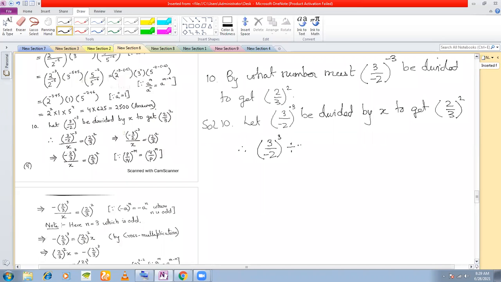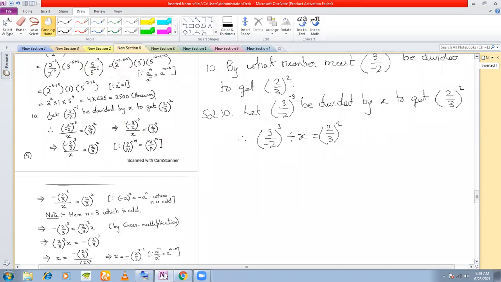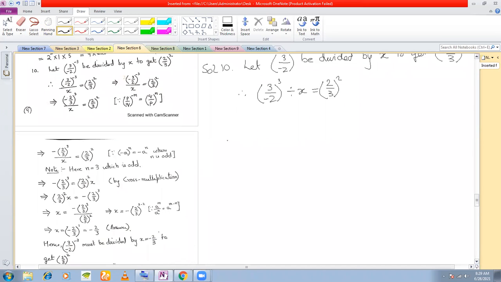If I divide this by x, I must get (2/3)^2, isn't it? That means this can be written as (3/-2)^-3 divided by x is equal to (2/3)^2. Now this is a simple linear equation, which we can solve, right? So how to solve this?